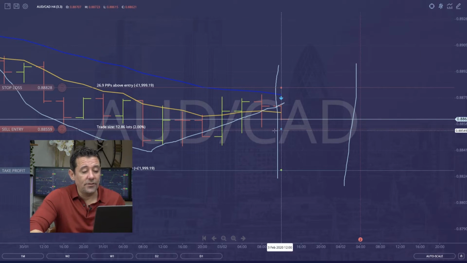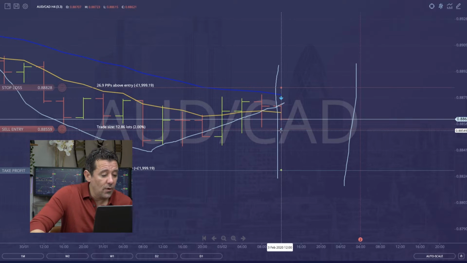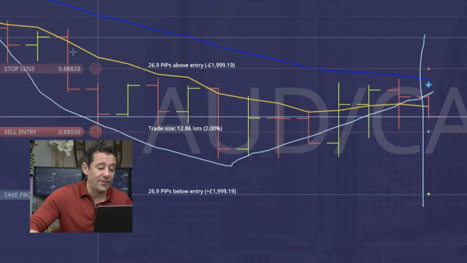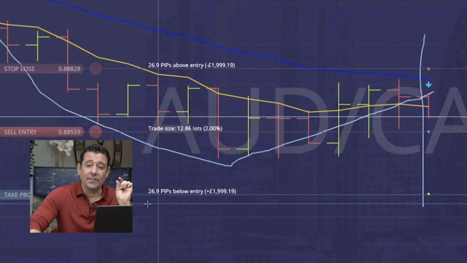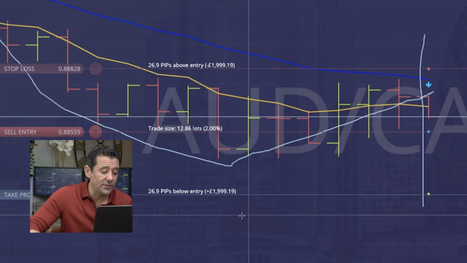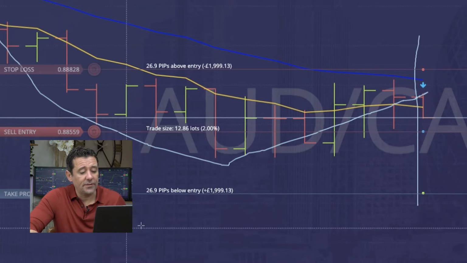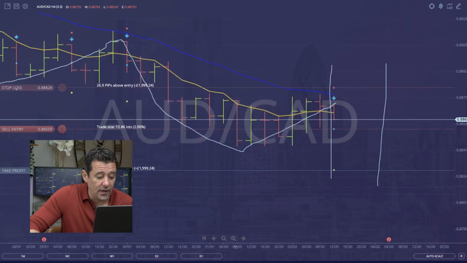So we can know that we'd be entering here when it hits the blue spot. We're looking here to make around 26 pips. You can see that if I look to the left-hand side, it'll detail exactly what my profit target is, what my loss target is, looking to make around £2,000. This trade is good to go.